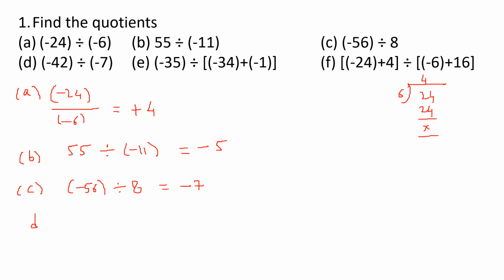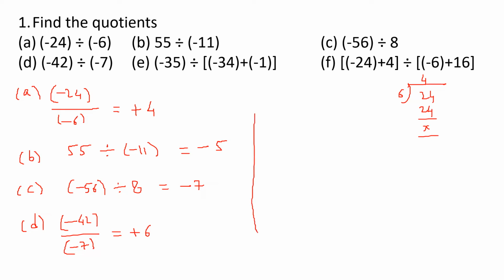Now let us talk about the next question. That is, both of them are negative. You see, minus 42 divided by minus 7. Okay, you can also divide like a fraction. So both are negative, so the answer will be 100% positive. And 42 divided by 7 gives you 6. 6 sevens are 42, right?